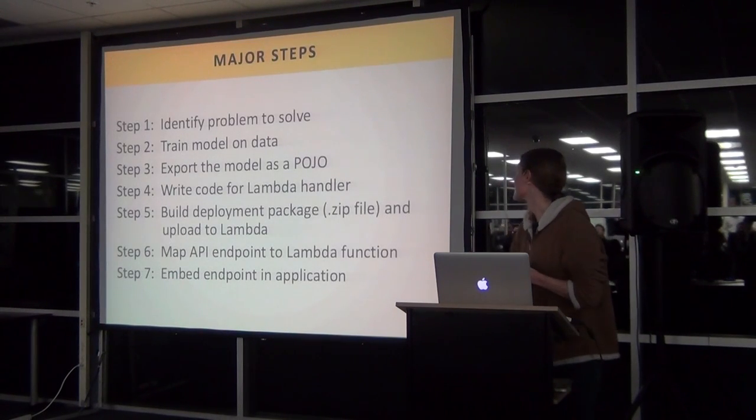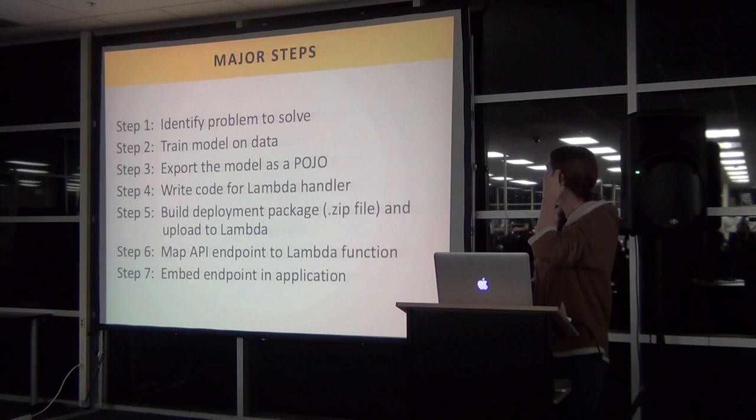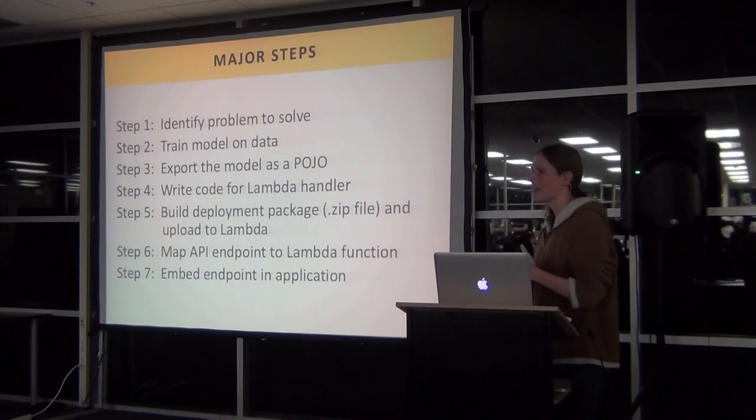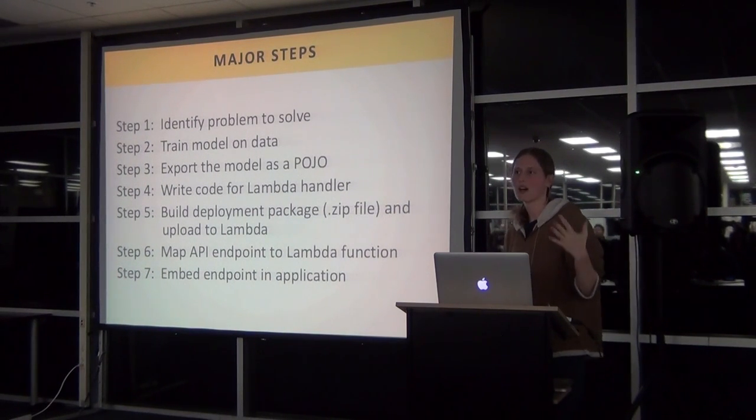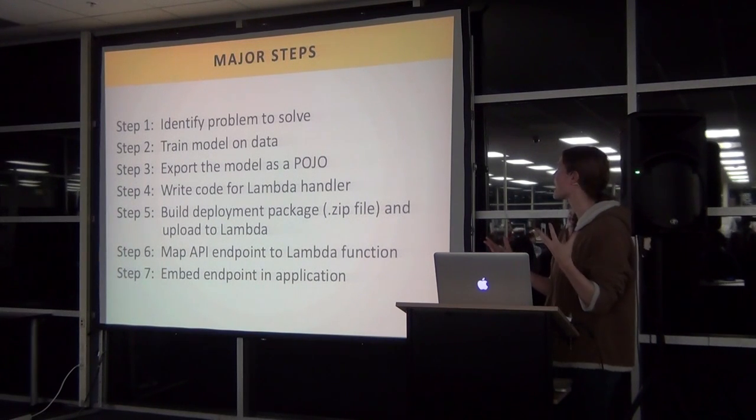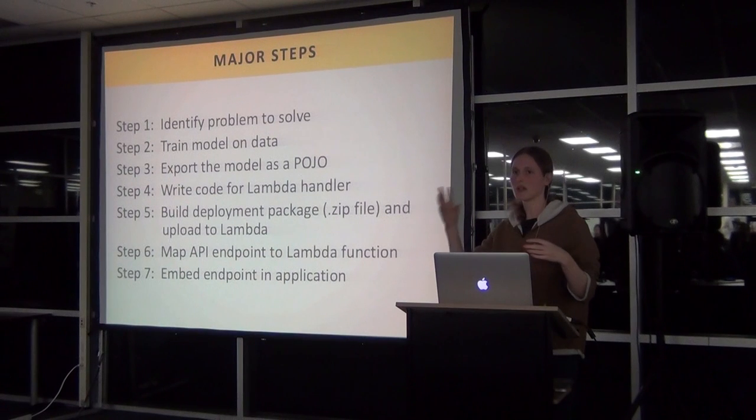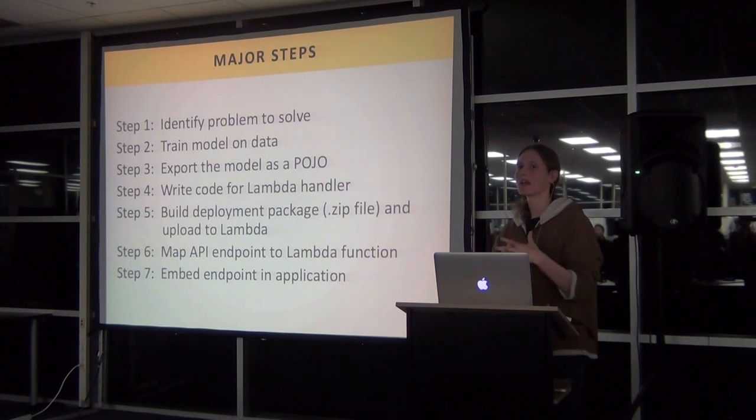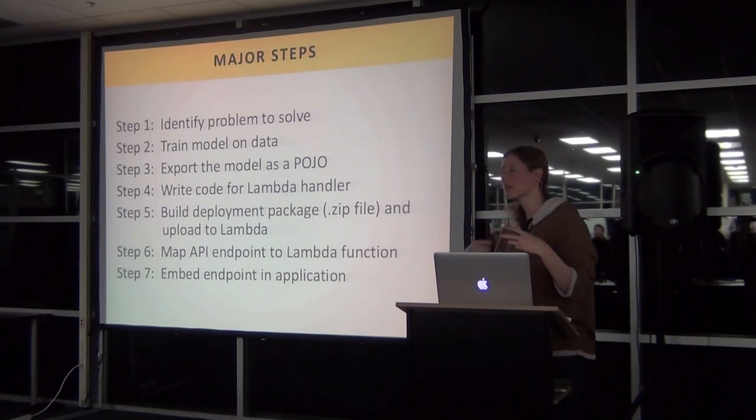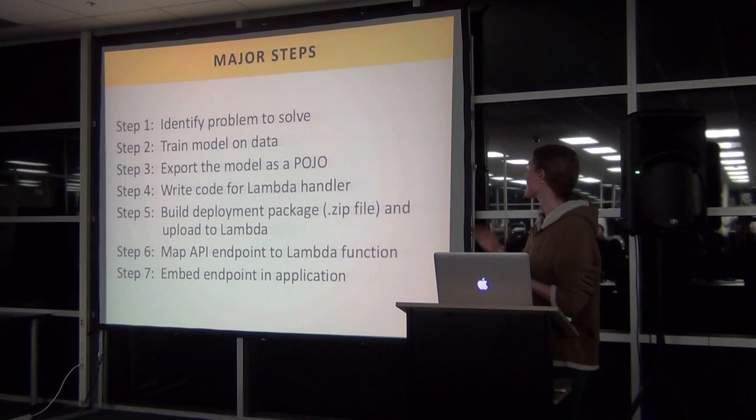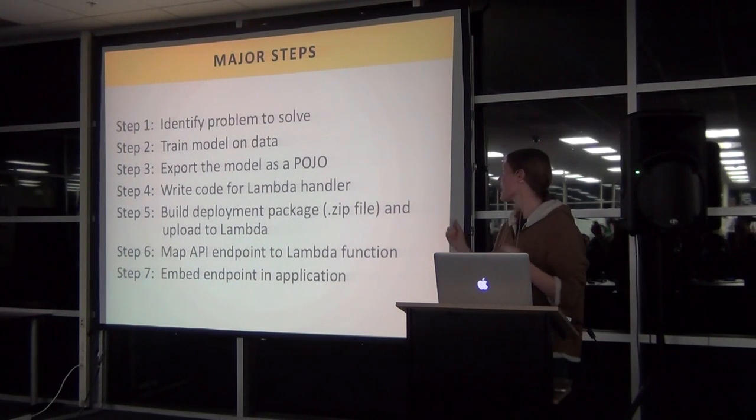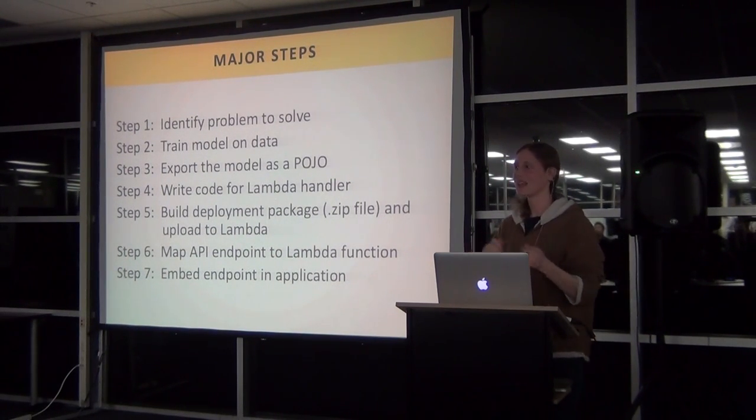So if you want to use AWS Lambda with a data problem, these are the 7 steps. The first step is just identify your problem. Once you've done that, you do the data science part, which is to train the model on your data. So now you have the model that you want to scale. Using H2O, you can export it as a POJO, which is a plain old Java object. Then step 4 is you write Lambda code. This lets you build the deployment package that you upload to Lambda. And that's step 5. Then step 6, you map an API endpoint to the Lambda function so that you can call it. And step 7 is that you embed that endpoint in the application.